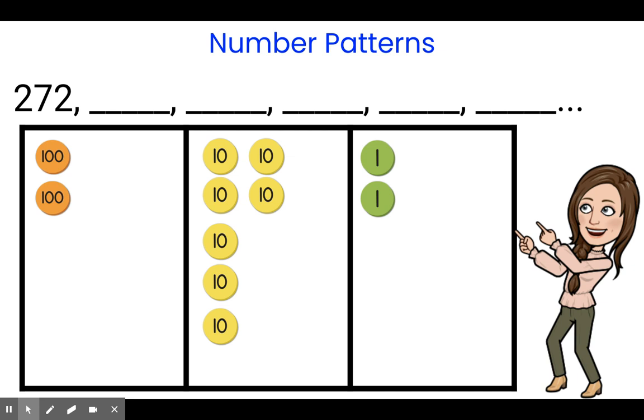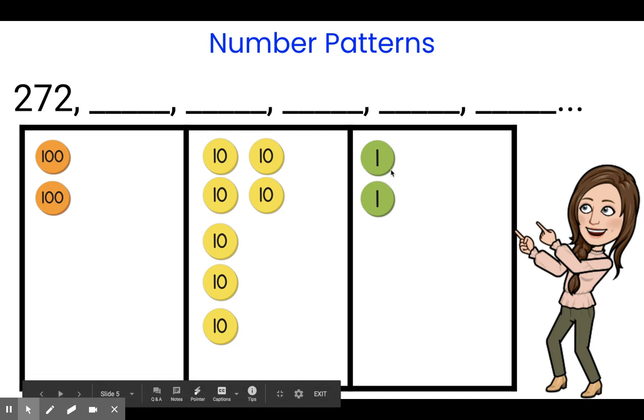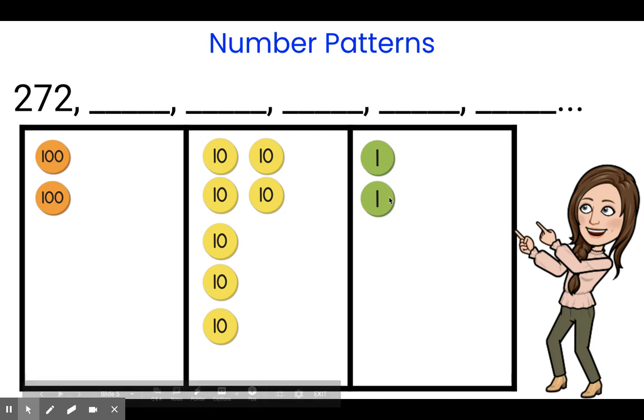I have 272 represented with my place value discs: 2 groups of 100, 7 tens, and 2 ones. I'm going to add one 100 place value disc. Now the number represented is, that's right, 372. Let's keep adding hundreds place value discs and see what happens to our numbers.